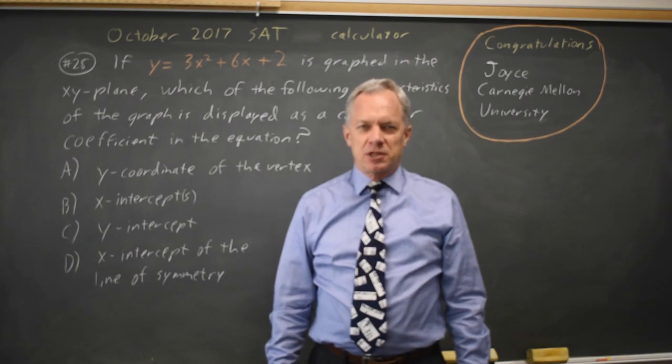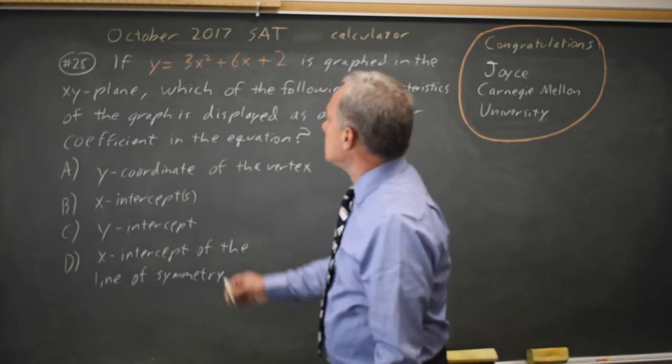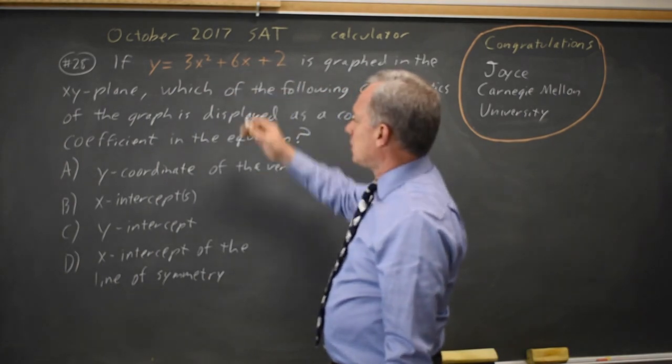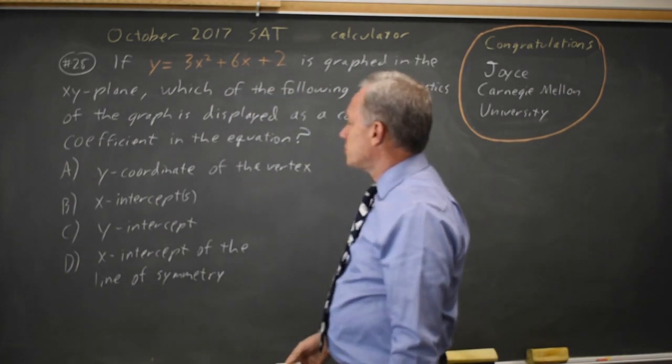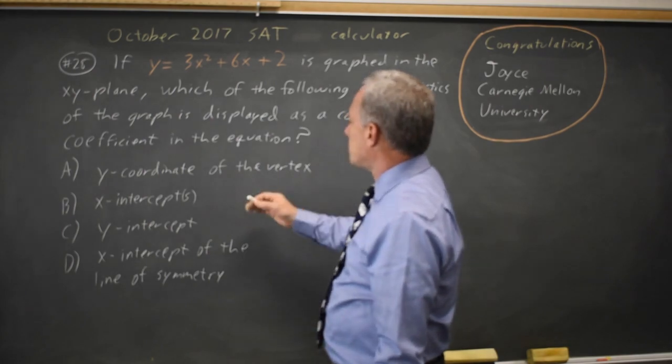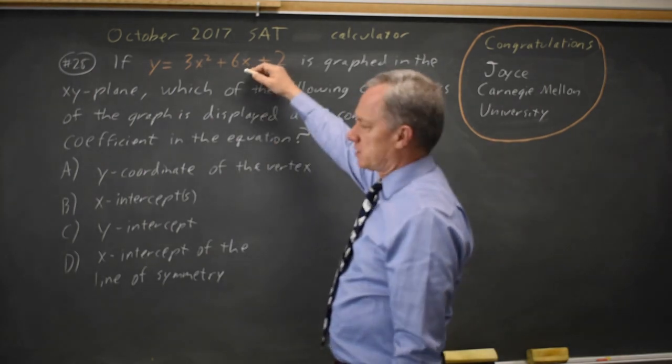This is calculator question number 28. The College Board is asking about the equation of a quadratic, a parabola that opens up, and they ask which of the following is displayed as a constant or coefficient in this equation.